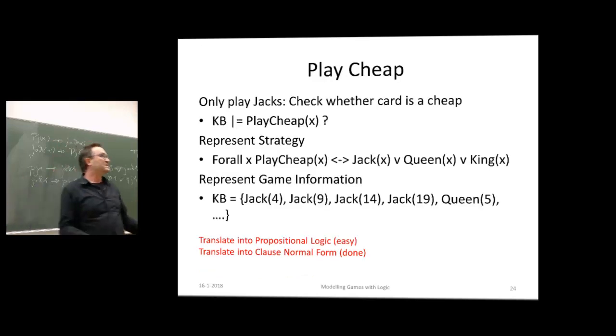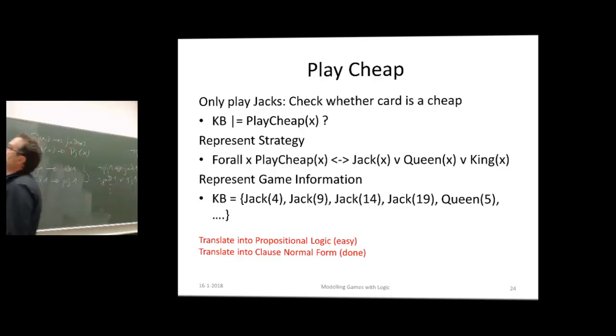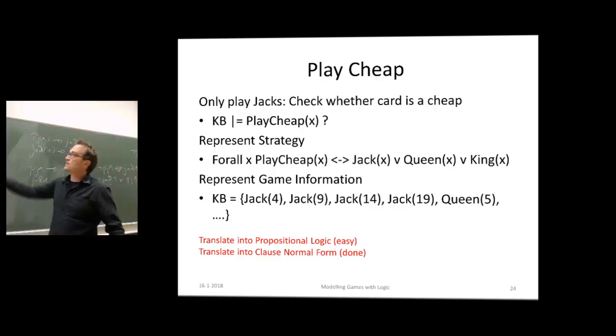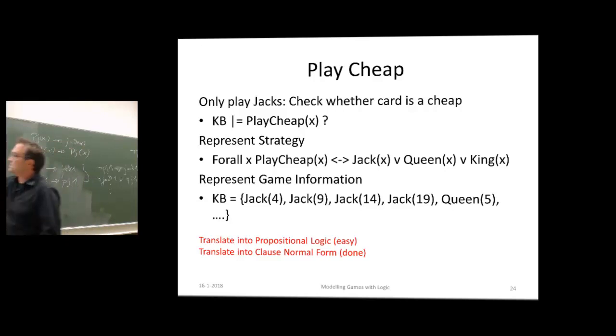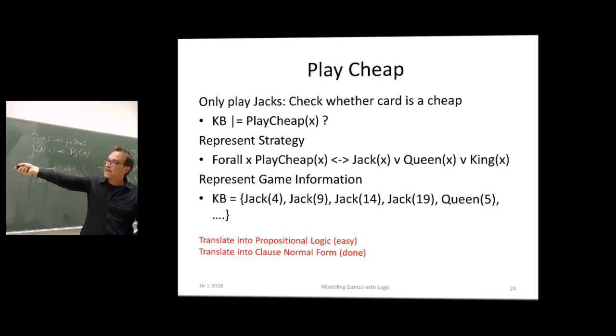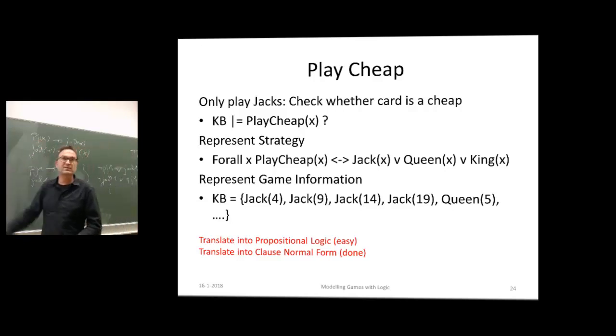But it might become more interesting if we say, let us define qualitatively what cheap cards are. So the play cheap strategy, that we can implement easily or represent easily in this formalism, is to say X plays cheap if it's a jack, a queen, or a king. Yeah? And then we do exactly the same. We have the game information that 4 is a jack, 9 is a jack, 14 is a jack, 5 is a queen, and so forth. So we have to give it all the information that it needs to do these checkings, but then we can apply the same. We just need to do this translation into propositional logic.